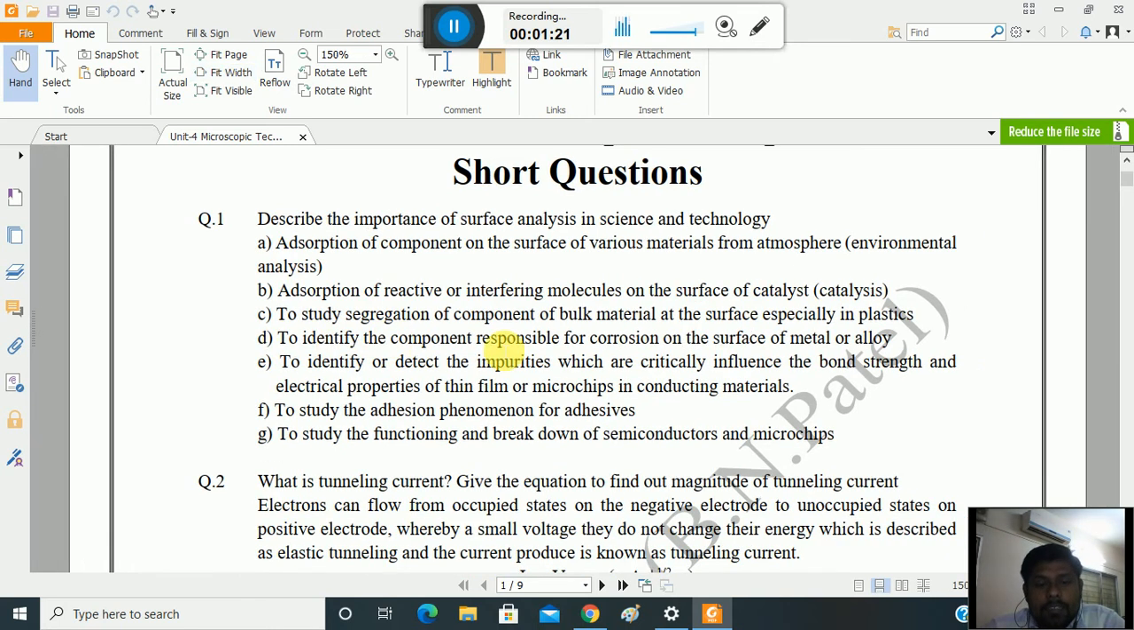To identify the component responsible for corrosion on the surface of a metal or alloy, that is in metallurgy. To identify or detect the impurities which critically influence the bond strength and electrical properties of thin films or microchips in conducting materials. To study the adhesion phenomenon for adhesives, and to study the functioning and breakdown of semiconductors and microchips. Those are some important applications of surface analysis in science and technology.